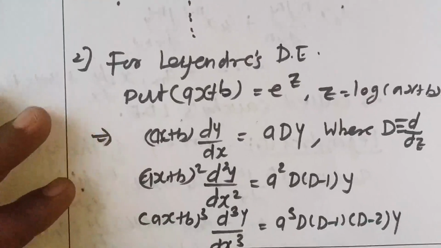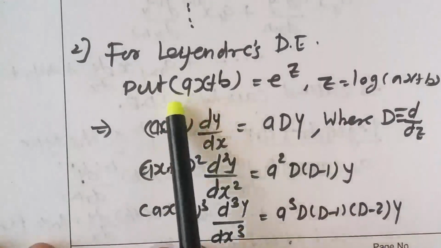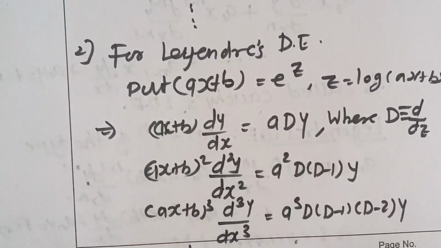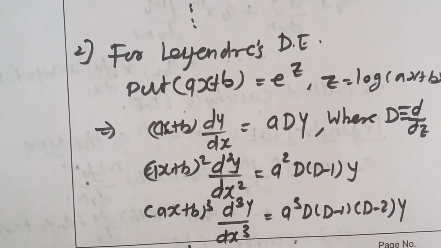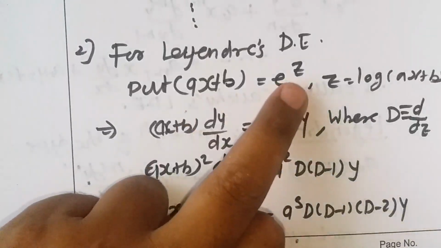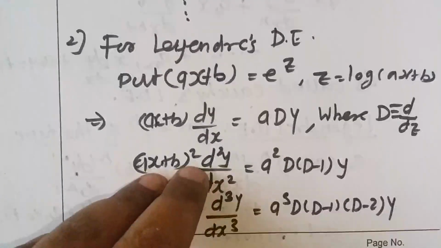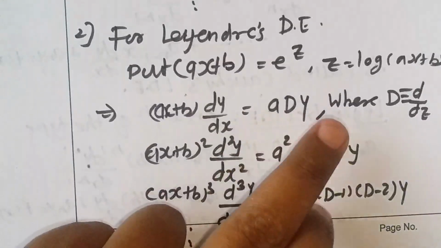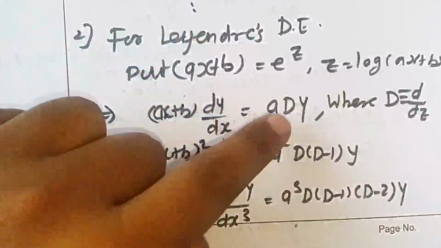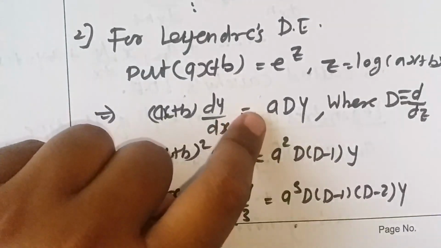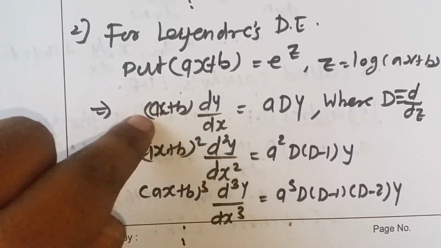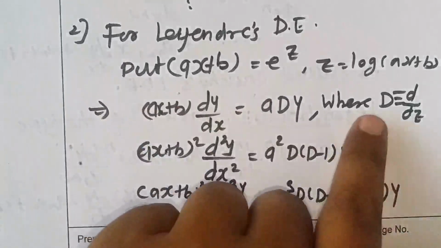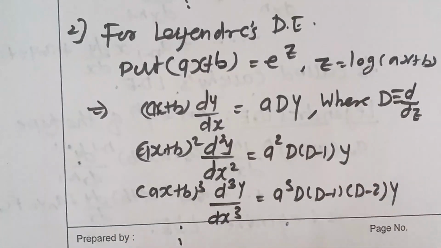Now next, in the case of Legendre's differential equation, we put ax plus b equal to e raised to z, that is, z equal to log of (ax plus b). After this substitution, (ax plus b) dy by dx gets replaced by a D y. So in Cauchy's method we have D y only, but here we get an additional a, which is the coefficient of x, where again capital D is d by dz.